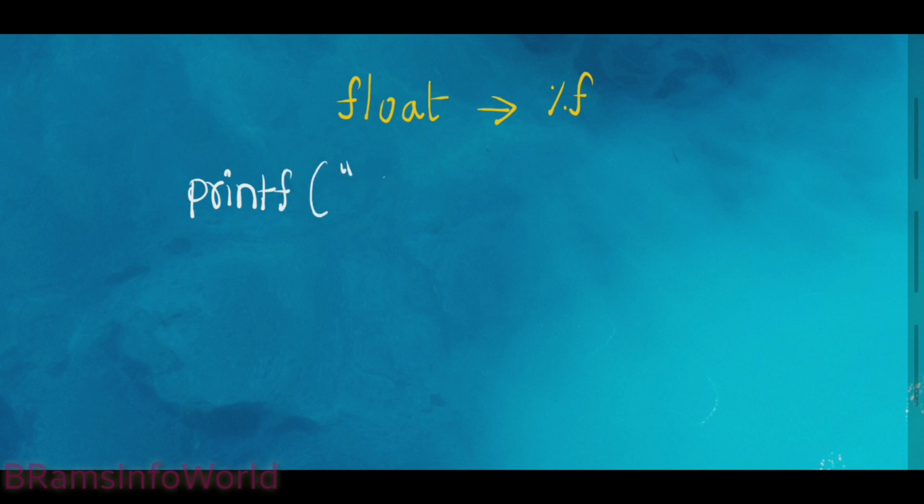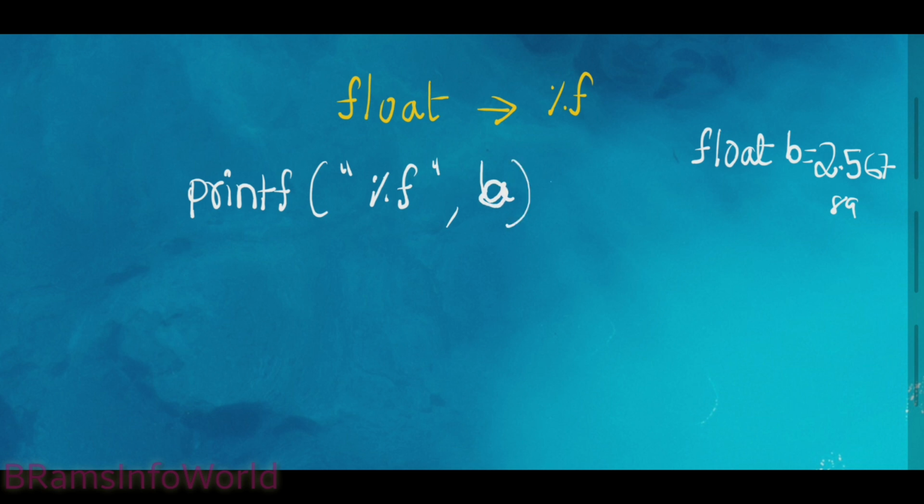Let us take the second example, which is related to float. We already know from previous classes that the float format specifier is %f. So here I'm writing printf with %f, followed by a float b equal to the value 2.56789. So this is the value. First time I'm writing %f followed by b.